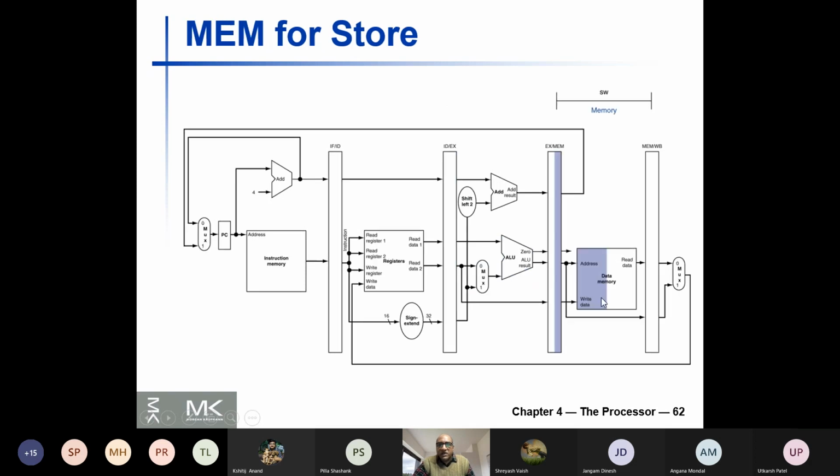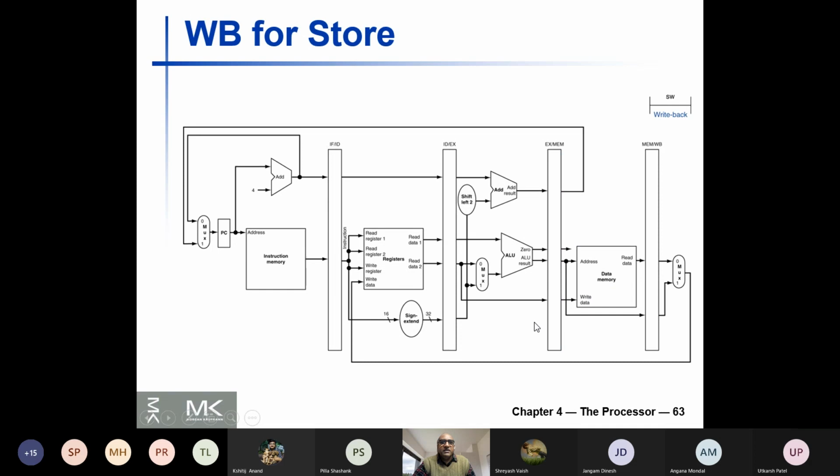Then coming to the next stage, for store, the address is taken from the ALU output, and the register contents are already placed in this register. In the write back stage there is nothing, because the store instruction doesn't have any write back operation. So if you look at the data path, nothing happens here. It means that during that particular cycle the write back stage is empty, no operation is performed.